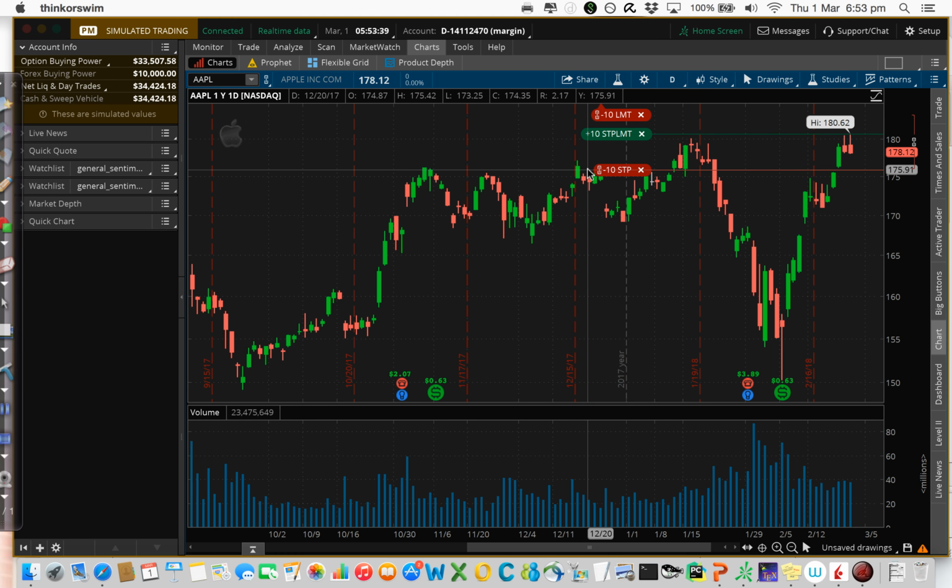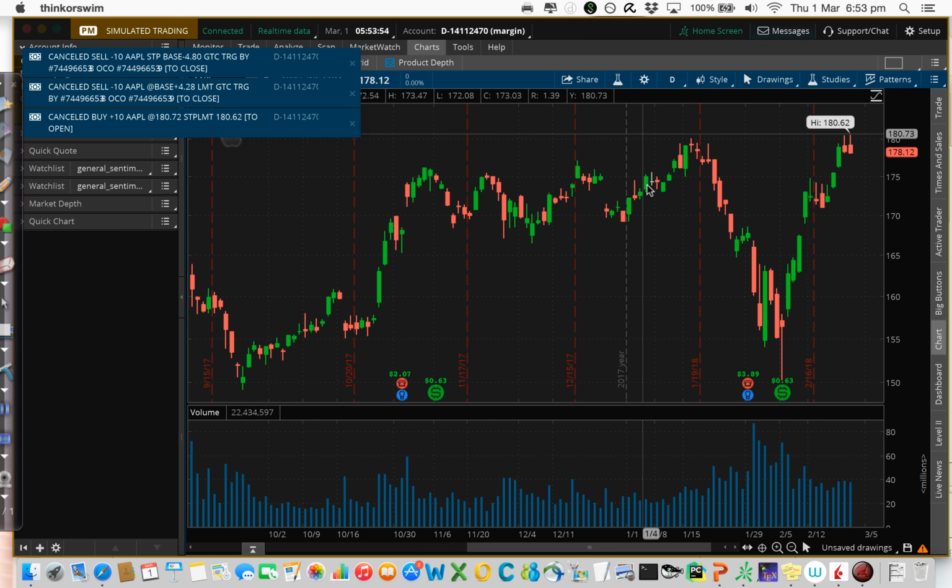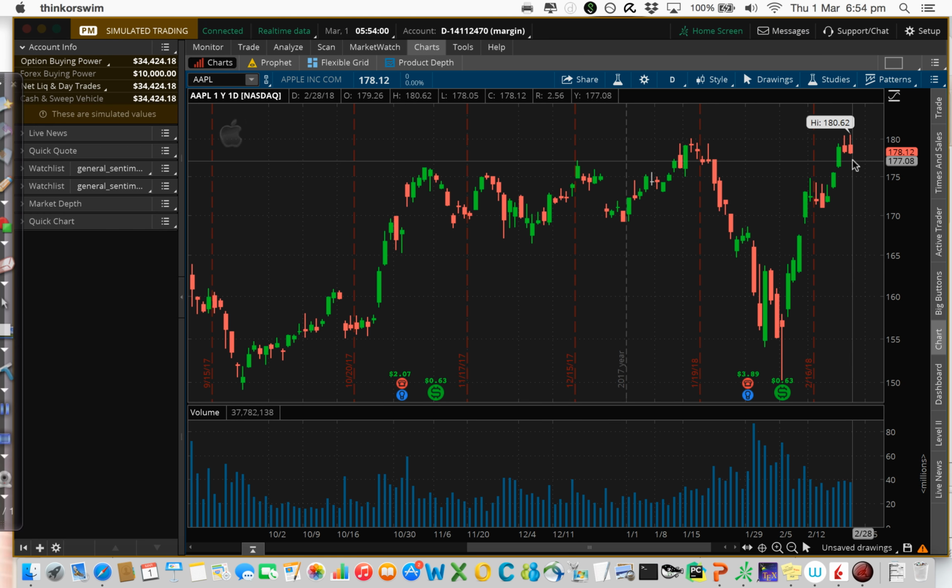So this is an example of how we can place a buy order with OCO bracket. So let's try now a short. Okay, so we can cancel this, and you see that the order has been cancelled. So let's say now that we want to short sell.